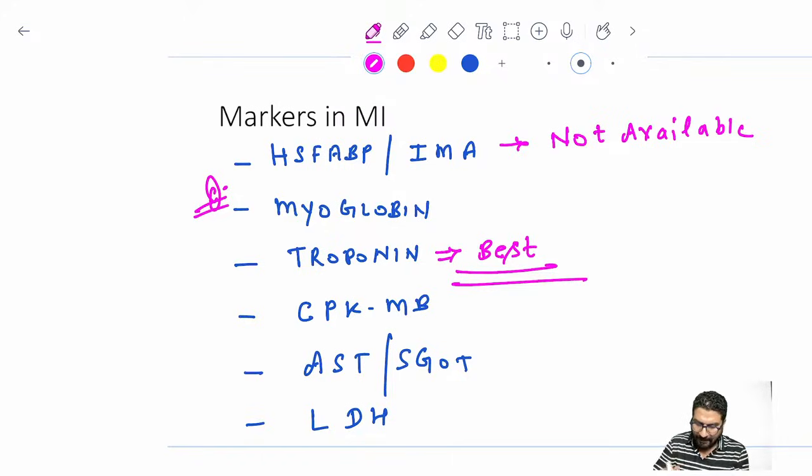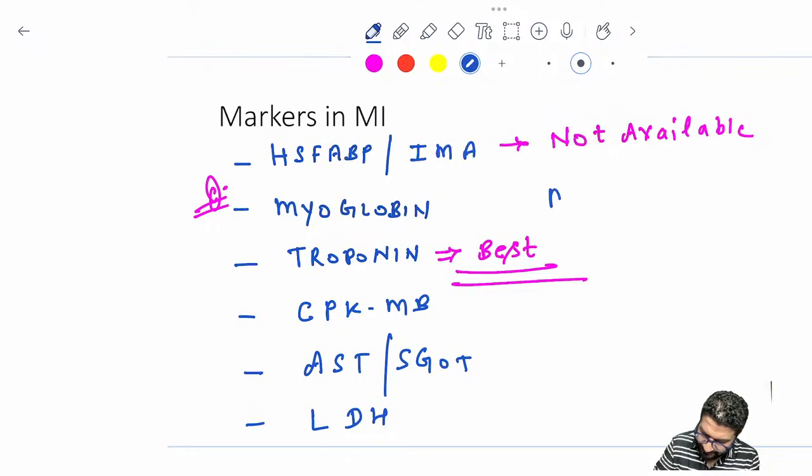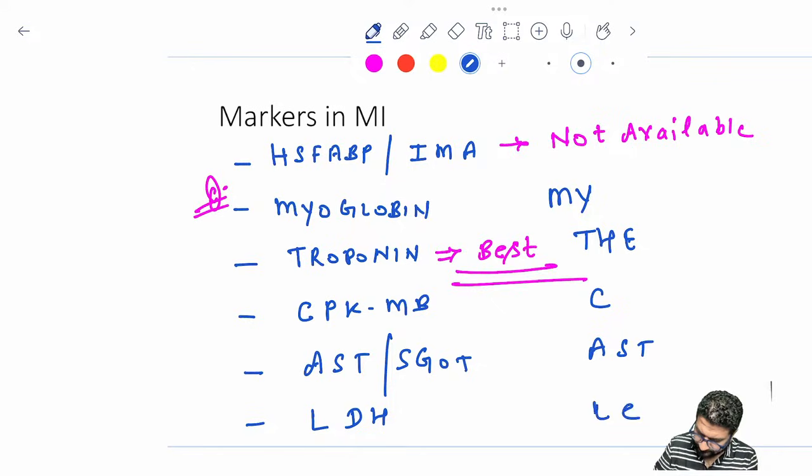Coming to CPK, how do you have to remember it? That's important. The sequence is important. You can remember it by the mnemonic: My the castle. Sequence. Am I clear? My the castle. Okay, now understand this thing is very, very important. Markers in MI. Nitin, Abhi, Shubham. Am I clear? Move ahead.